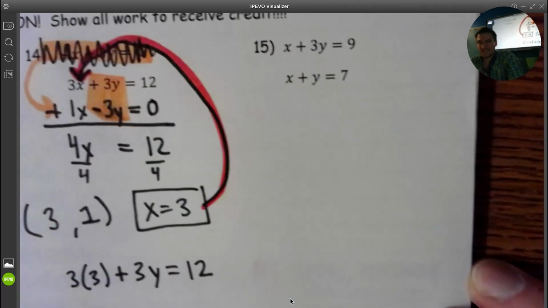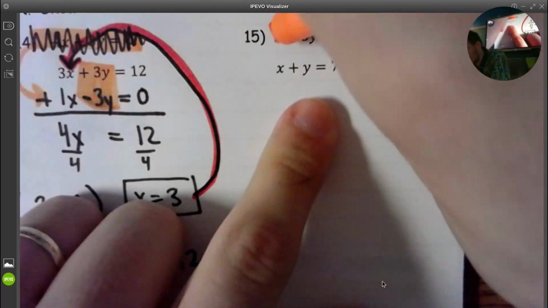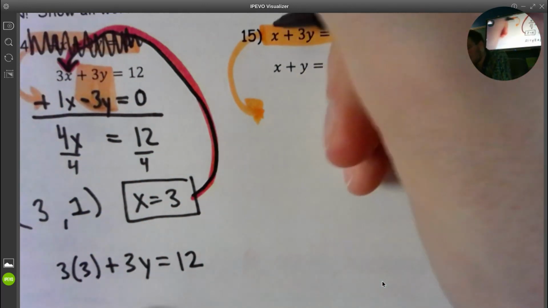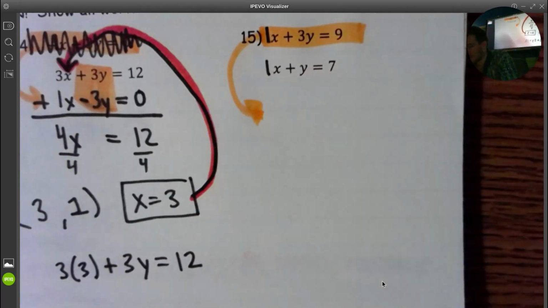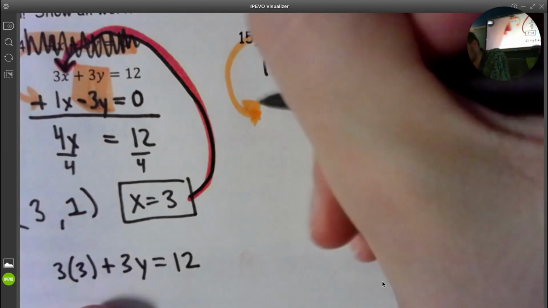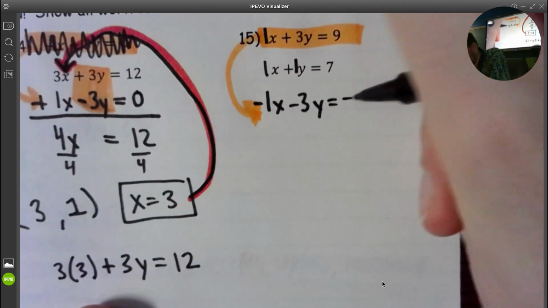Basically the last question again because number 16 is so easy. I'm going to go quickly through this question. Here we go. I'm going to look at the top. I'm going to rewrite it. I see that 1 plus 1 makes 2. That doesn't work. 3 plus 1 makes 4. That doesn't work. So I'm going to rewrite it. Negative 1x, negative 3y equals negative 9.